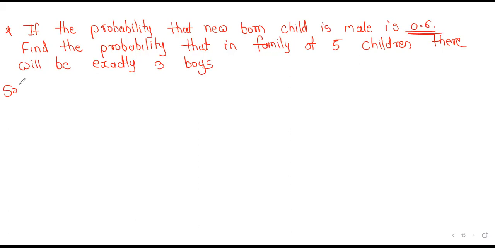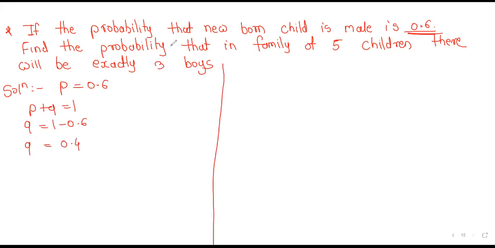So P is equal to 0.6. From P we calculate Q. So P plus Q is equal to 1. Q is equal to 1 minus 0.6. So Q is equal to 0.4. Now we have to find the probability that in a family of 5 children there will be exactly 3 boys. So here n is equal to 5 and r is equal to 3 दिले.